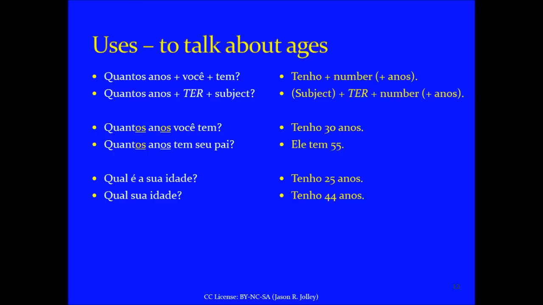Quantos anos tem seu pai? How many years does your father have? How old is your dad? Ele tem 55. Ele tem 55 anos. Another way to ask this question, which is also formulaic, is qual é a sua idade? Ou qual sua idade? If it's heard in faster speech, less formal. Tenho 25 anos, or just 25 anos. Qual é a sua idade? Quantos anos você tem? Tenho 44 anos.